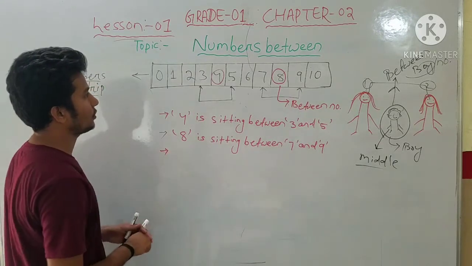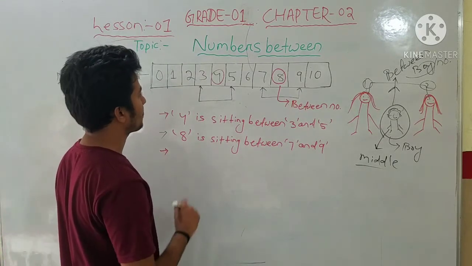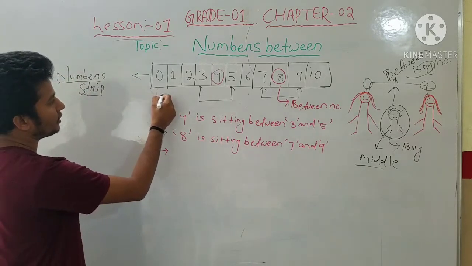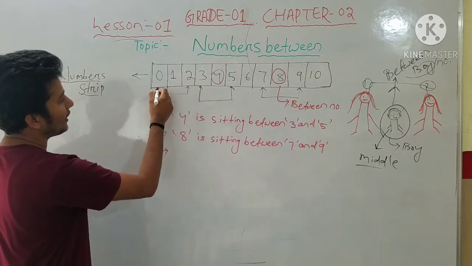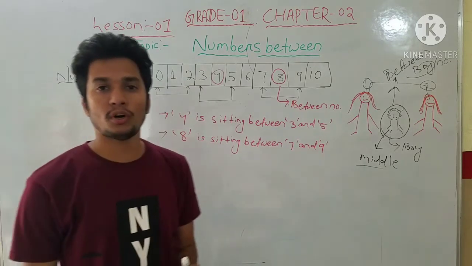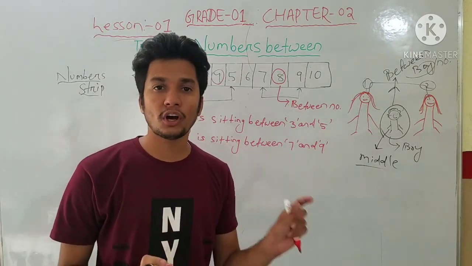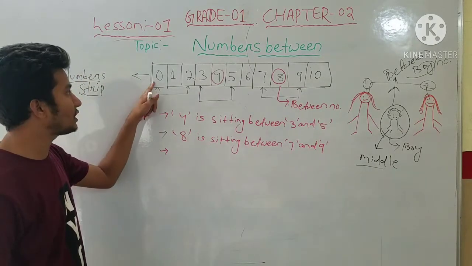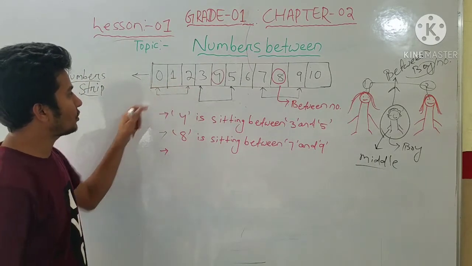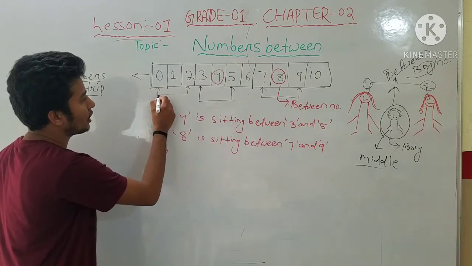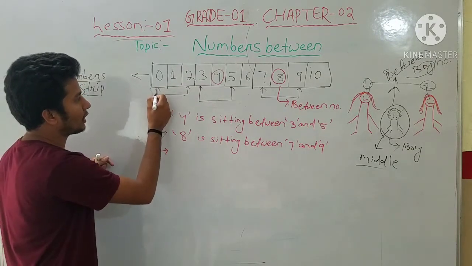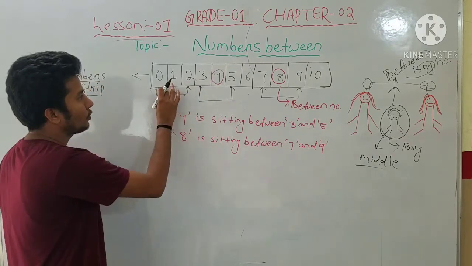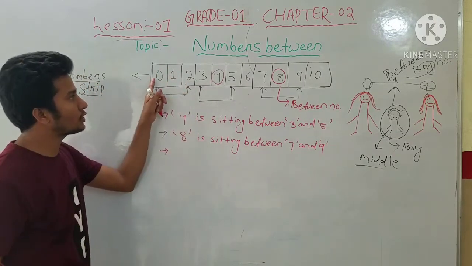See another example. If I ask who is sitting between 0 and 2? Which number is sitting between 0 and 2? I am putting the arrow mark, you see. I am starting from 0 with the arrow mark and ending at 2. Okay? So which number is in between 0 and 2?